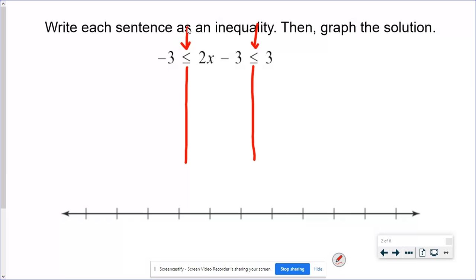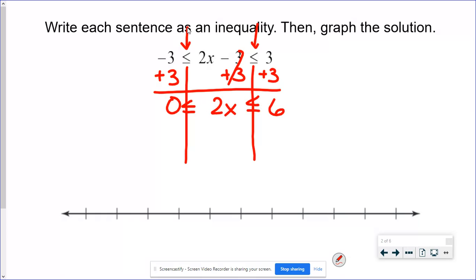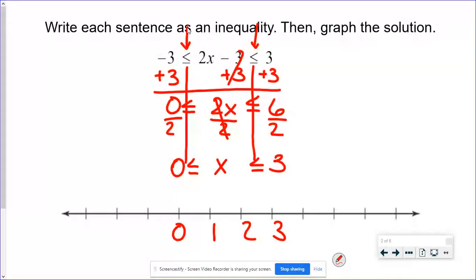I want the x all by itself in the middle, get everything else away. So right now the 2 is attached to the x. We've got to leave that alone. I would add 3 to all of the parts. So I'm going to get 0 is less than or equal to 2x is less than or equal to 6. And then we would just have to divide everything by 2. Divide, divide, divide. Well, 0 divided by 2 is still going to be 0. There's my x. So x is between 0 and 3. So if this is 0 and there's 3, both of them have filled in circles. And again, the x is between these 2 numbers. We're going to be shading between those 2 numbers.